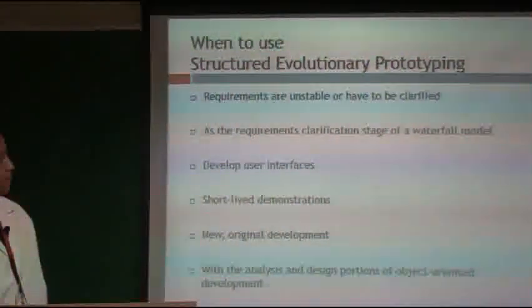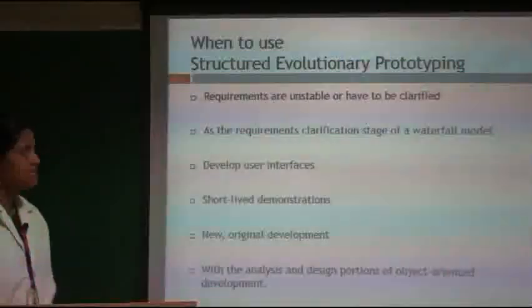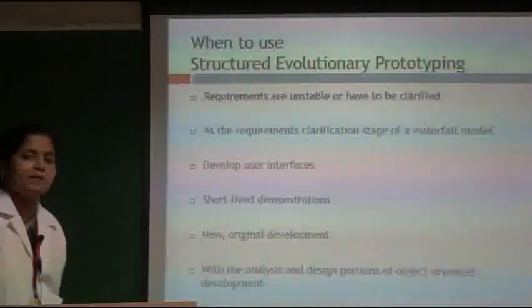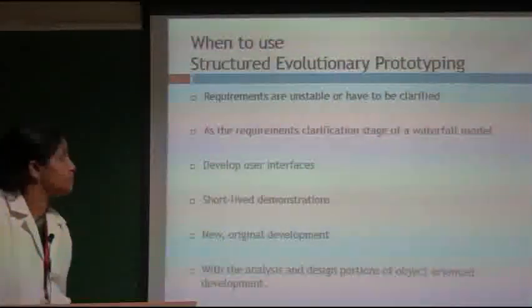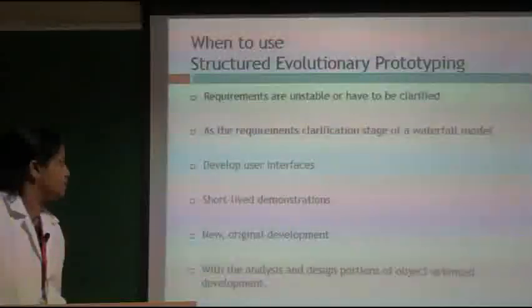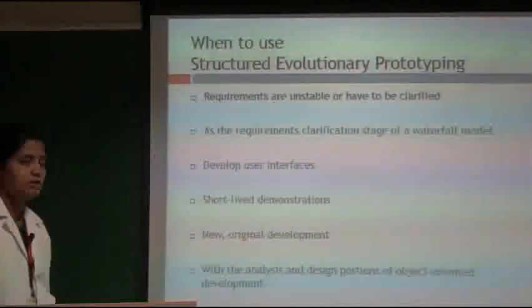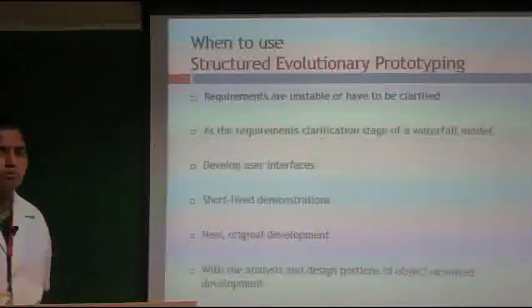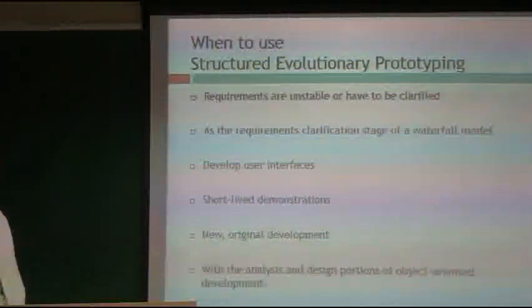When to use this type of prototyping model? When requirements are unstable or have to be clarified. Again, if requirements are stable, you can go for V-shape and waterfall. If they are unstable, we can go for the prototype model, and it develops the user interface. If you want a strong interface between the user and the model, then you can go for this prototype model.